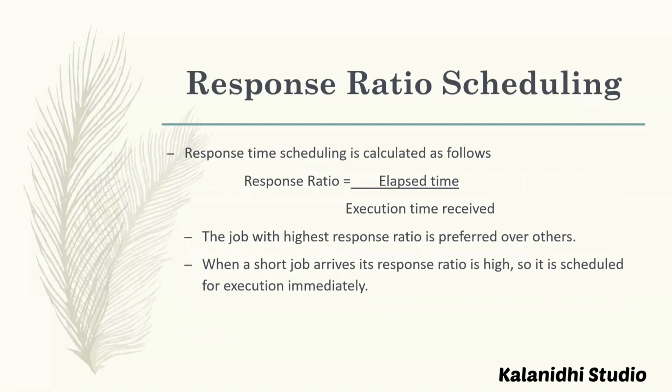Next comes response ratio scheduling. The response ratio is calculated as the ratio of elapsed time upon execution time received. The job with the highest response ratio is preferred over others. When a short job arrives, its response ratio is high, so it is scheduled for execution immediately. A longer job would achieve a high enough ratio only after a subsequent wait. So in this way, we have learned the basics of processor management.